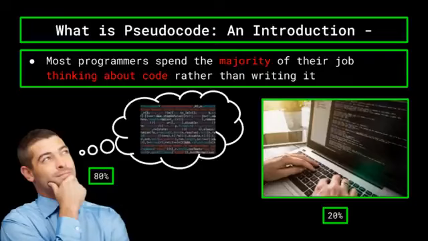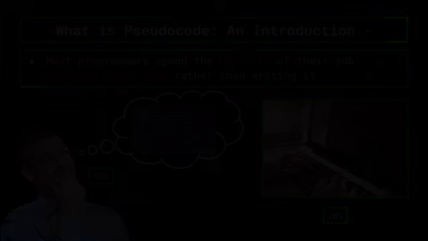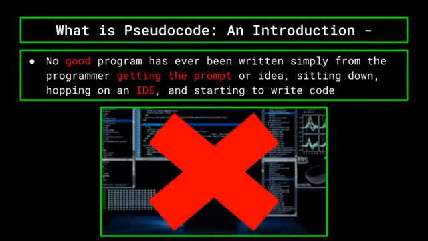How do we optimize this system? How can we make this feature for our app? What type of movement do we want for our game, and how can we program it? The harsh truth is that no good program has ever been written simply from the programmer getting the prompt or idea, sitting down, hopping on an IDE, and starting to write code. There are many tasks we should go through beforehand in order to plan out our code, so we ensure that when the time comes to program, it's a clean and easy process and not riddled with mistakes and bugs.